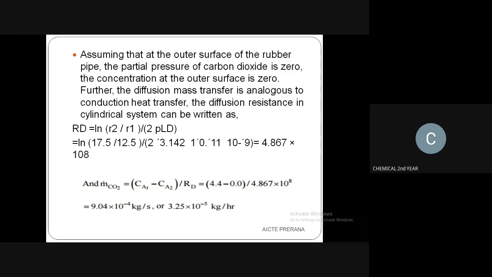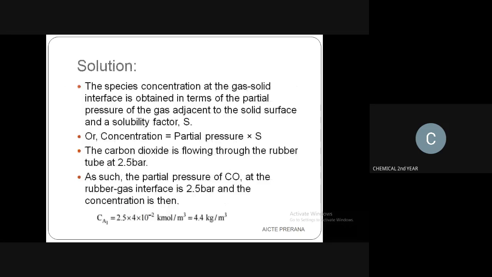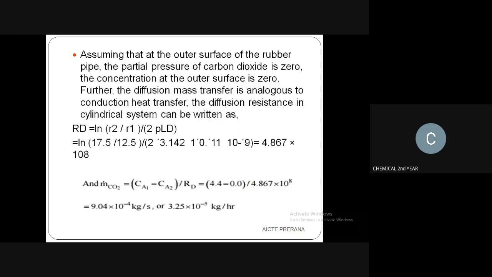Then you have to find out the value for the mass flow of CO2. That is, you have the formula as Ca1 minus Ca2 divided by Rd. Rd you have the value like this. Ca1 you have the value of 4.4. Ca2 you just consider as 0, because the concentration at the outer surface is 0. So Ca1 is 4.4, Ca2 is 0, divided by Rd.